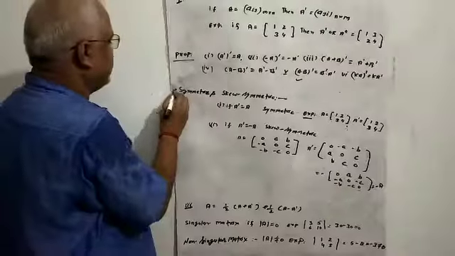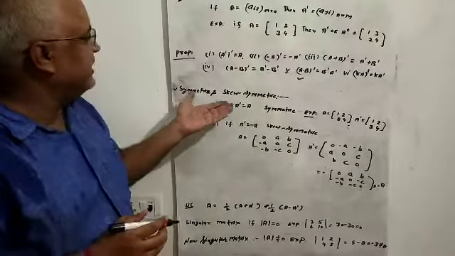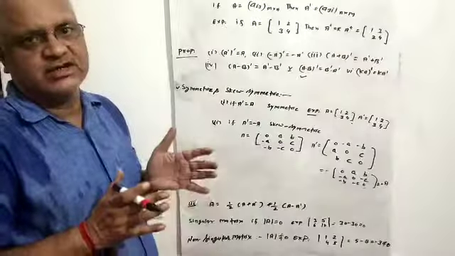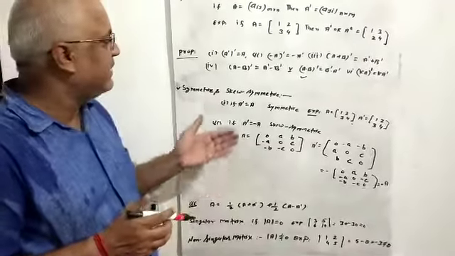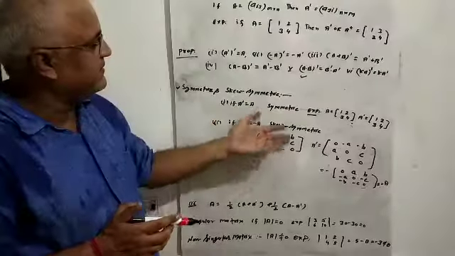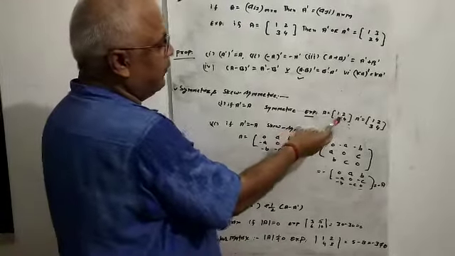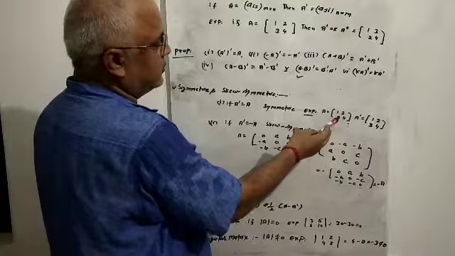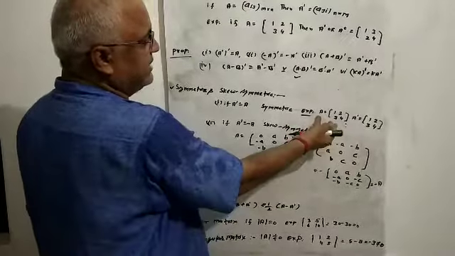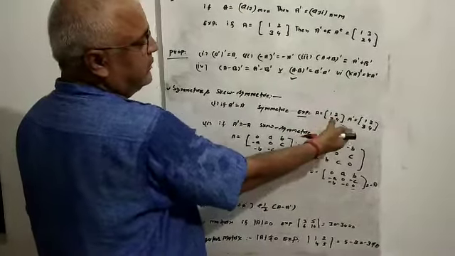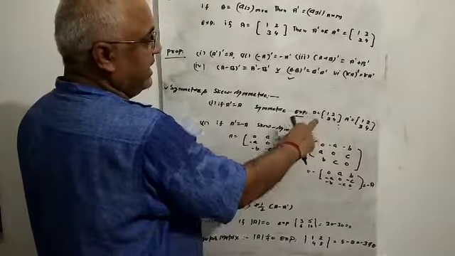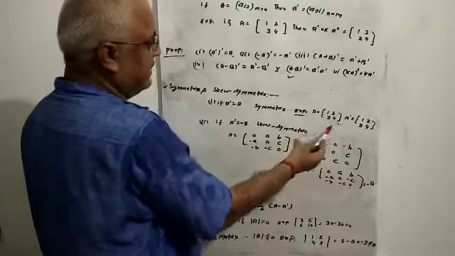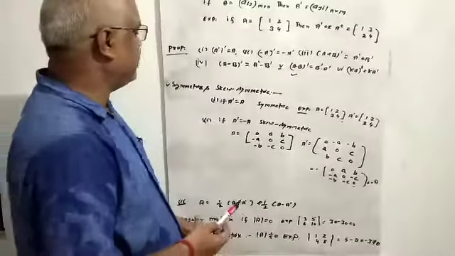Then symmetric and skew symmetric. In case of symmetric, if A dash is A, means transpose of matrix is matrix itself, then the matrix is said to be symmetric. For example, if A is 1, 2, 3, 4, what is A dash? 1, 2, 3, 4. If you change row into column, then there is no change. So A and A dash both are equal. Transpose of matrix is equal to matrix itself. So this matrix is known as symmetric.